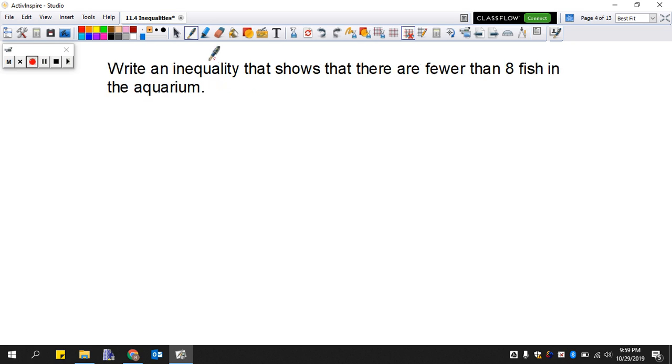This says write an inequality that shows that there are fewer than 8 fish. Well, there's a number of fish. Fewer means that it's less than 8. Okay, so F is less than 8 is an inequality for that.